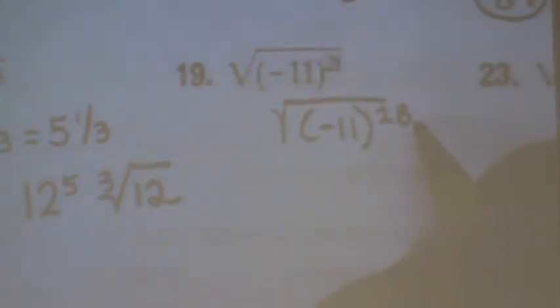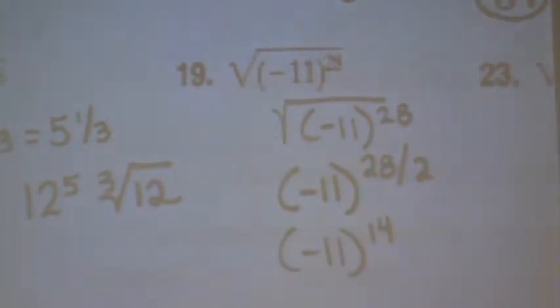How do you rewrite this with a rational exponent? It'd be -11 to the 28 over 2. What's 28 over 2? 14. Good job. 14.